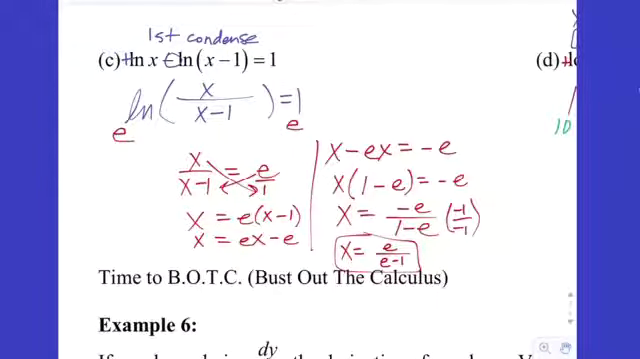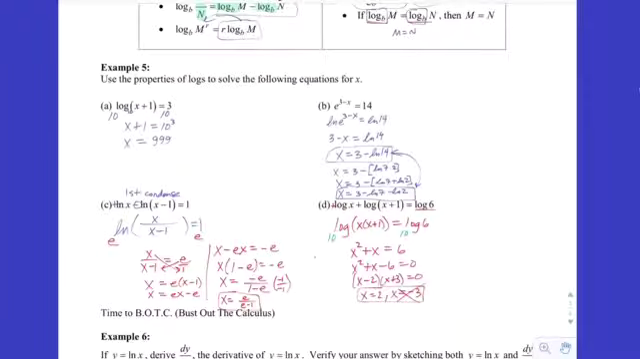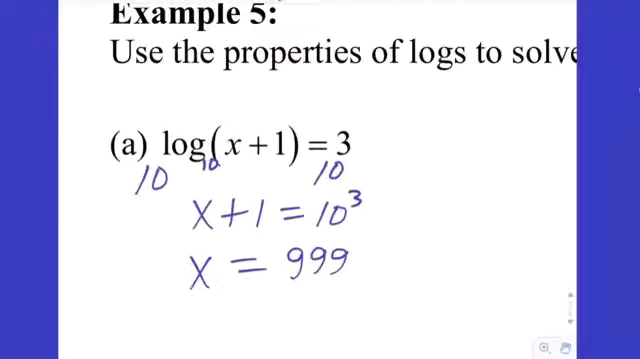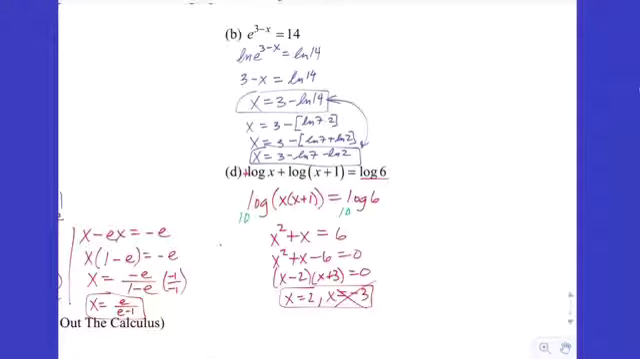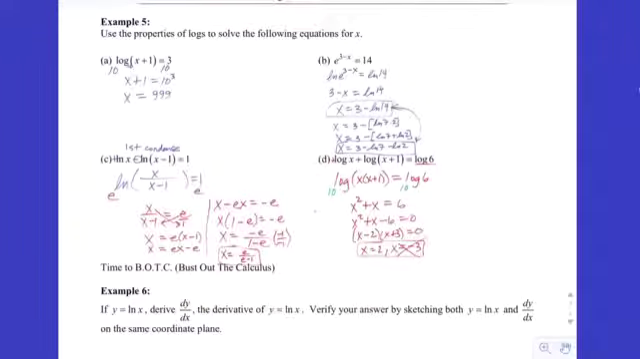Let's go back and check our other logs. If I plug in e over e minus 1, will it work? Yeah, that's a positive number. We'll just say it works. And, of course, up here, if you plug in 999, 999 plus 1 works. Okay. So it's really only at risk when you make a quadratic out of something that started linear, or cubic out of something that's linear.